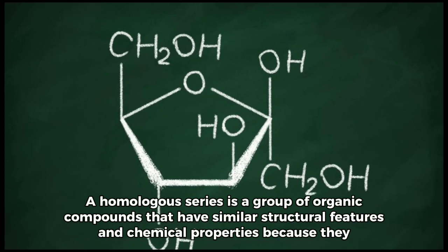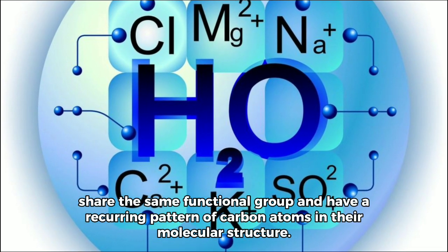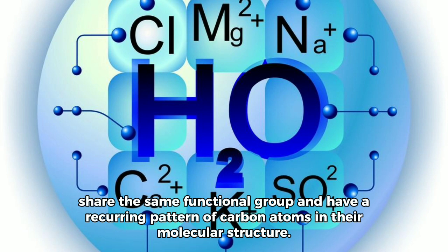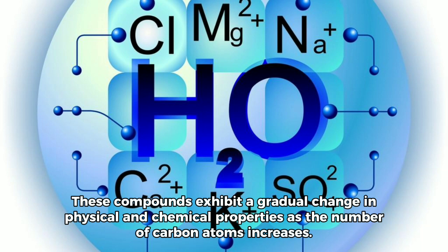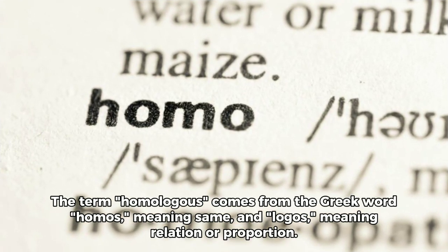A homologous series is a group of organic compounds that have similar structural features and chemical properties because they share the same functional group and have a recurring pattern of carbon atoms in their molecular structure. These compounds exhibit a gradual change in physical and chemical properties as the number of carbon atoms increases. The term homologous comes from the Greek word homos, meaning same, and logos, meaning relation or proportion.